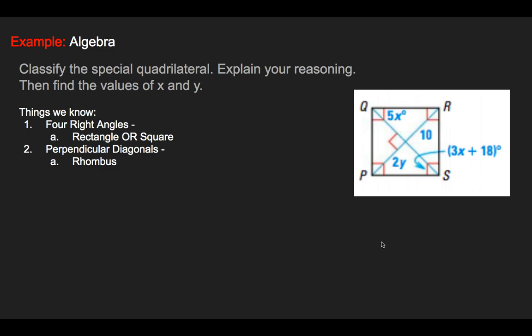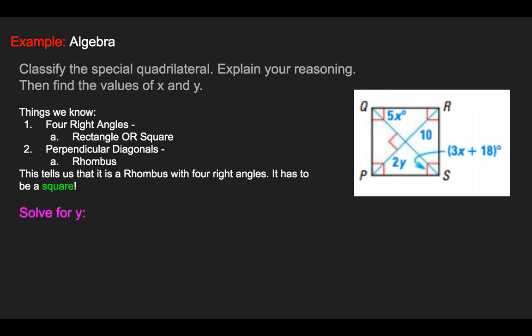The fact that it has to be a rhombus narrows down the fact that it'd be a rectangle or a square, because rectangles are not rhombuses. This tells us that it is a rhombus with 4 right angles, which we would call a square.